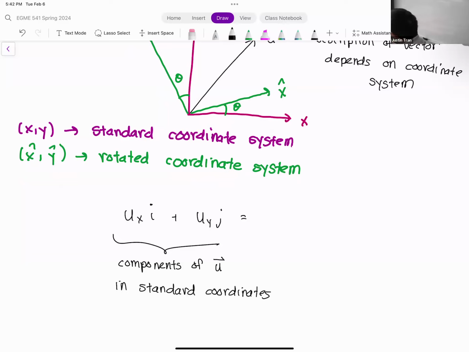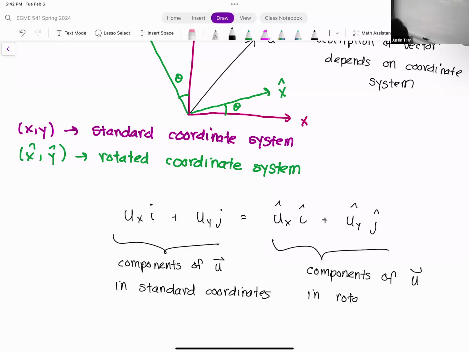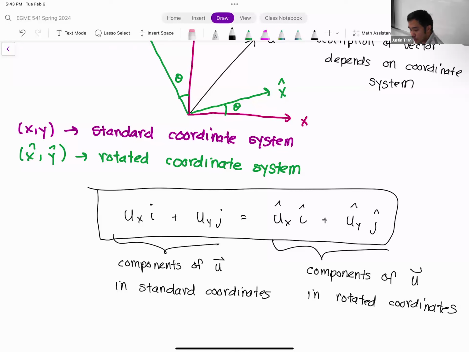This must be equal to the coordinates of the vector in the rotated system. So this is going to be equal to u x hat times i hat plus uy hat times j hat. So these are the components of the u vector in the rotated coordinate system. It doesn't matter how you describe the components, as long as everything matches up and is consistent, the left-hand side of this expression has to be equal to the right-hand side. That makes intuitive sense, right? And so the vector is not changing between the two, but right now this expression is not that useful because we have one set of variables on the left and a completely different set of variables on the right. Clearly, there's a relationship between them, but we need to be a little more explicit.